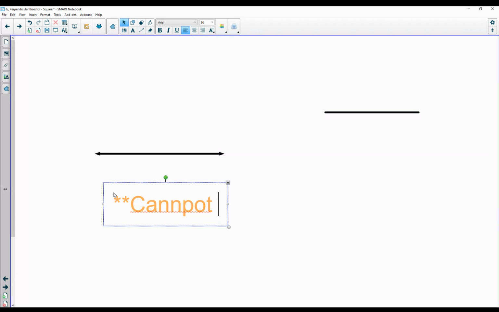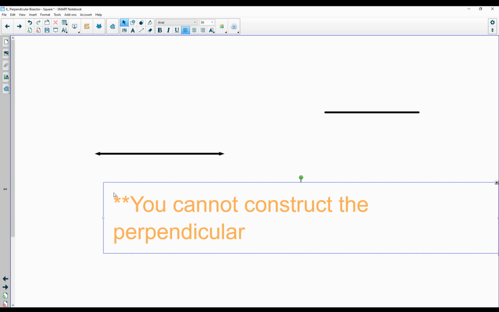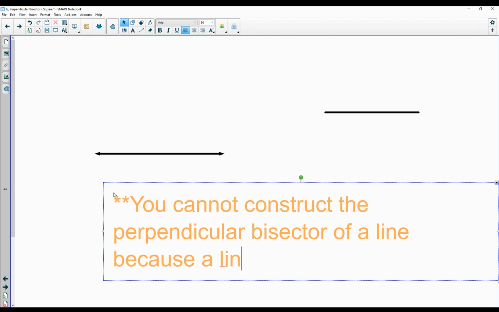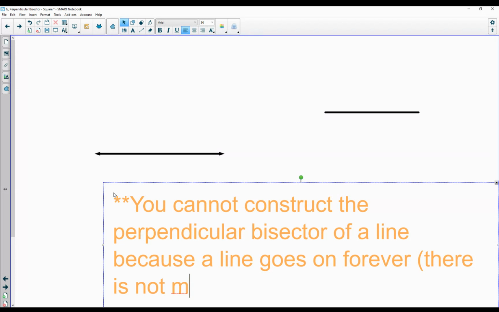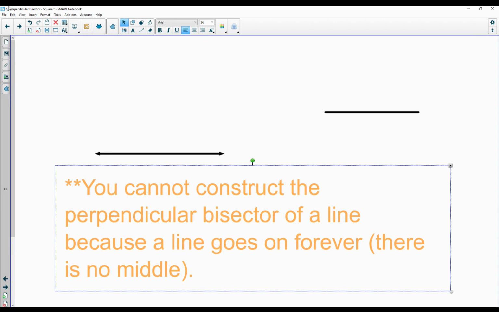You cannot construct a perpendicular bisector of a line because a line goes on forever. Therefore, there is no middle. Okay, just keep that in mind. That's going to be a big common theme throughout talking about a perpendicular bisector.